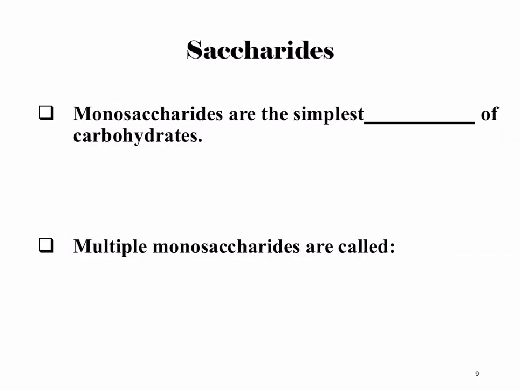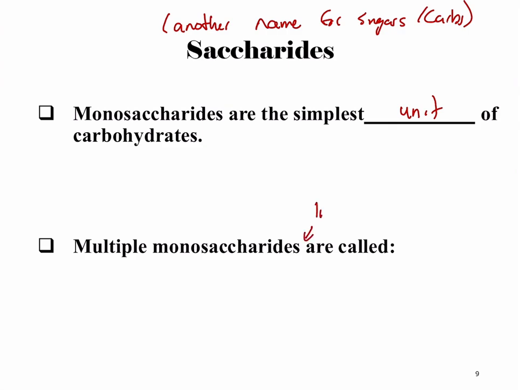So another name for carbohydrates is saccharides, another name for sugars or carbs. Monosaccharides are the simplest unit of a carbohydrate. This is a single carbohydrate, like the ones we were looking at before when identifying. Those would be classified as monosaccharides because each is a single carbohydrate molecule. We can have multiple monosaccharides that are linked together with glycosidic bonds.